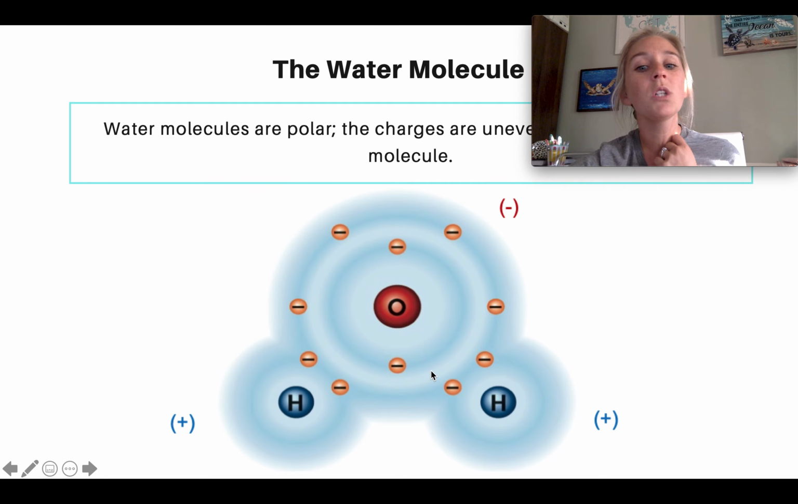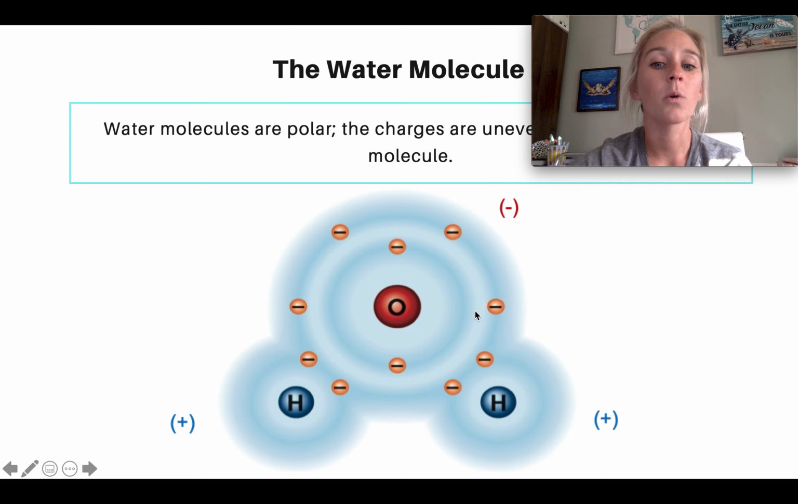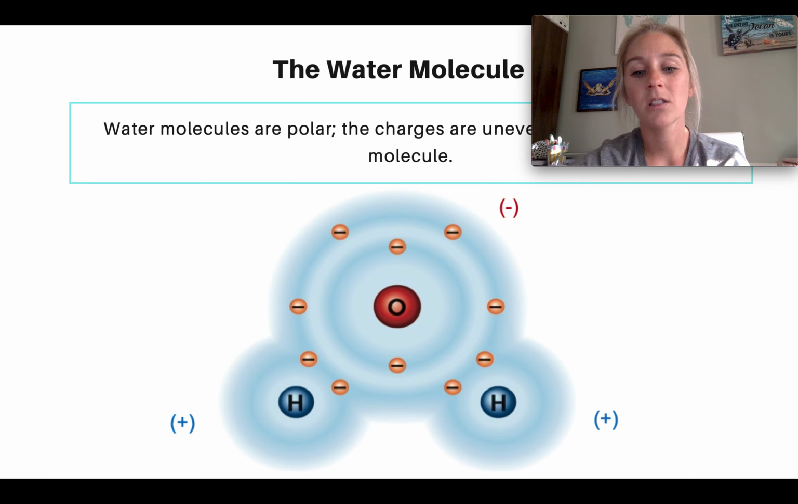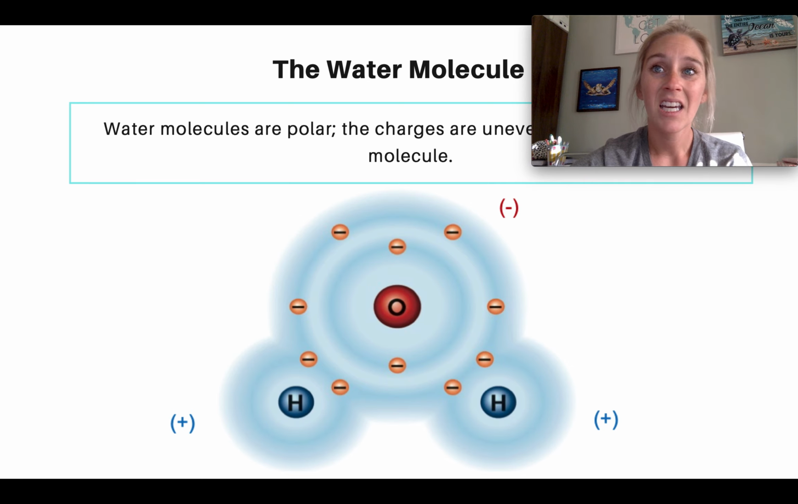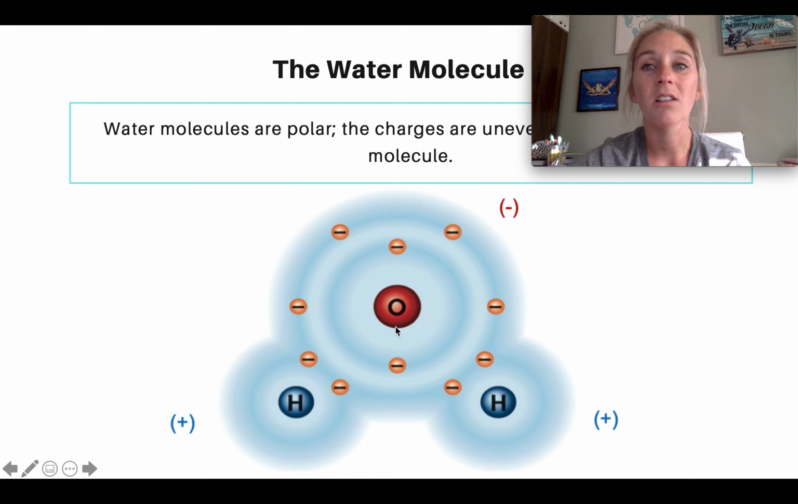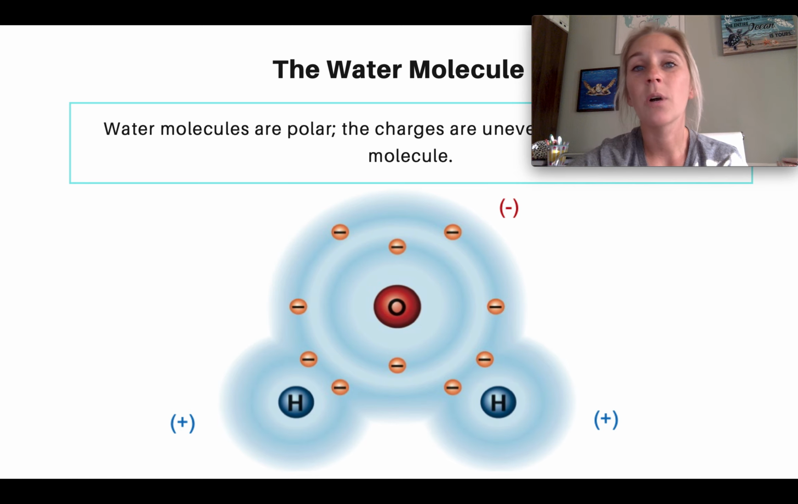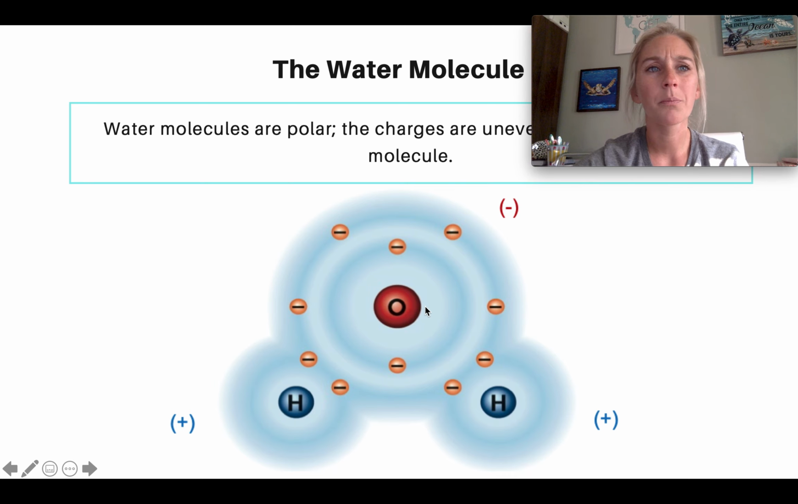Now, protons here in the nucleus are going to attract electrons. So, because oxygen has 8 protons and hydrogen has less, the electrons are more attracted to the oxygen. This means that the electrons are going to spend more time around the oxygen atom. Because it spends more time here, this oxygen pole is negative and these are positive, and it kind of creates that bent shape.